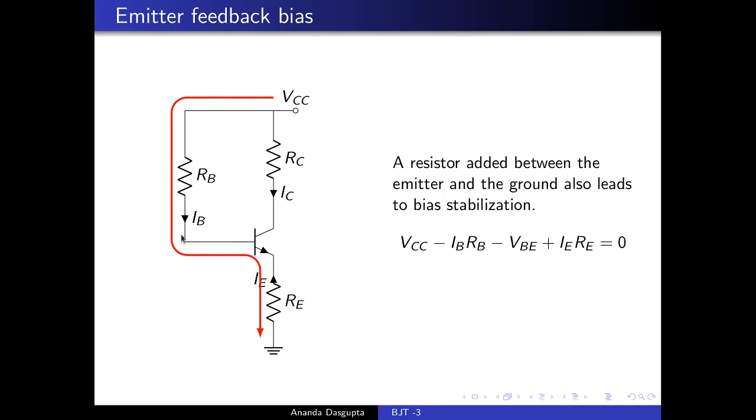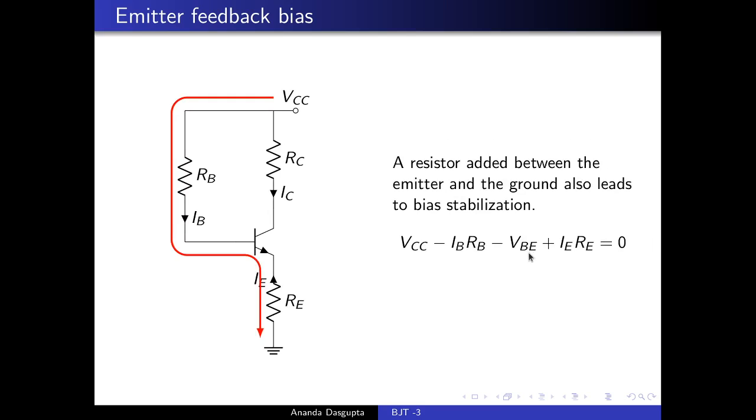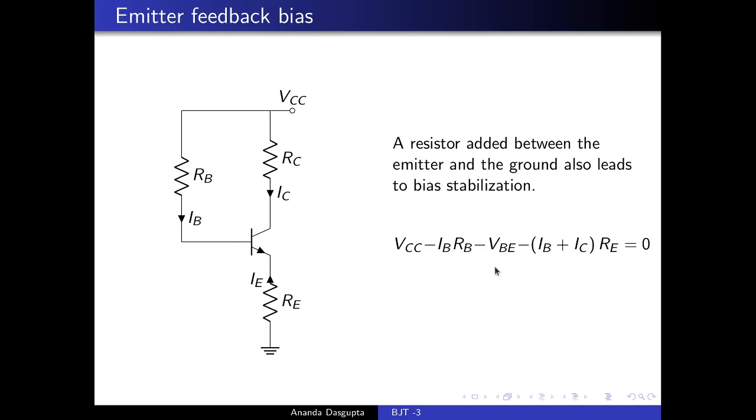VCC minus IB RB minus VB minus plus IE RE equals 0. So as I said, I will replace IE by minus IC plus IB. And if you do that, the last equation, the base loop equation, becomes VCC minus IB RB minus VB minus (IB plus IC) into RE.